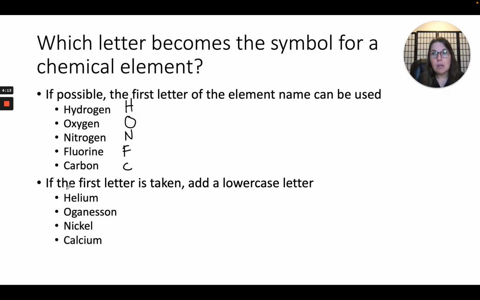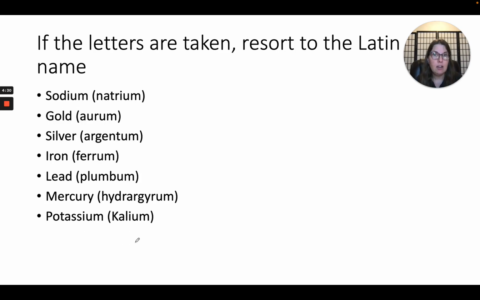However, in the cases of these elements, the first letters have already been taken by the elements up above. So we have helium. We add a lowercase letter to the uppercase letter: oganesson, nickel, and calcium. Now, in some cases, that's not even enough. And in those cases, we resort to the Latin name.